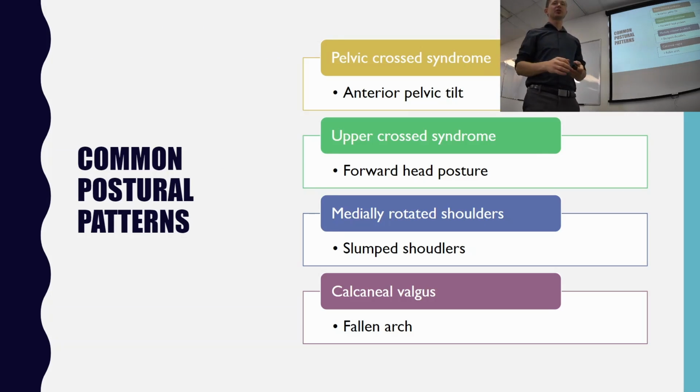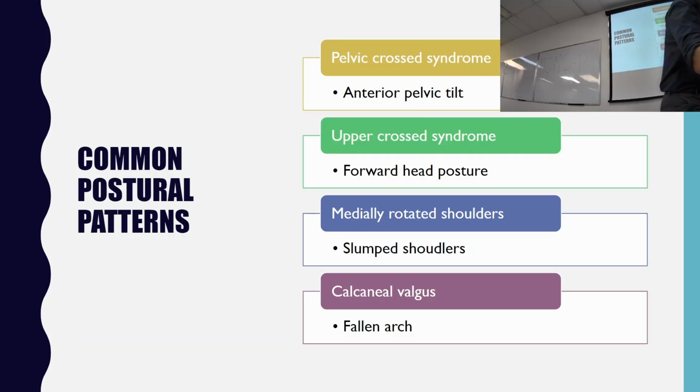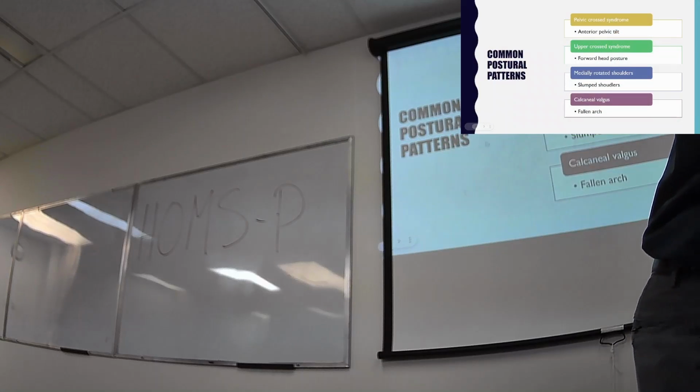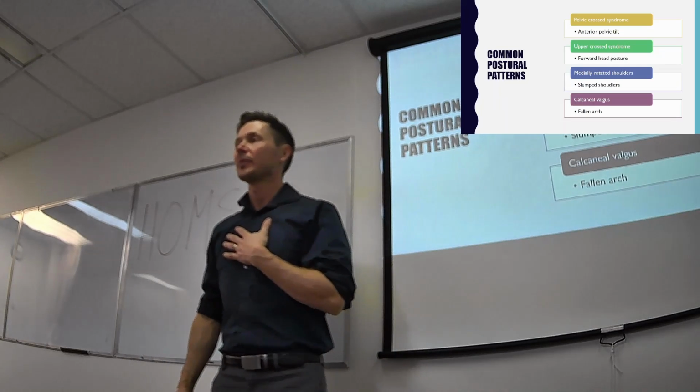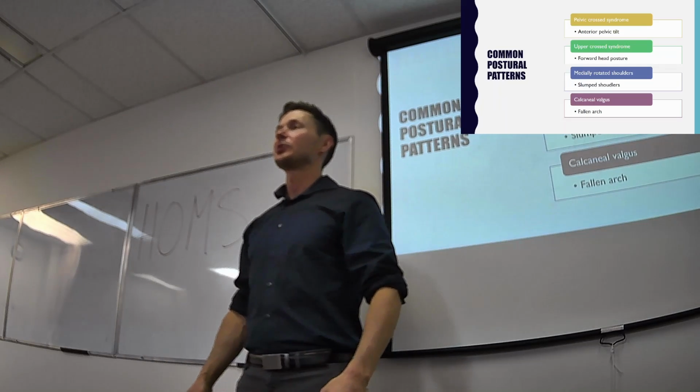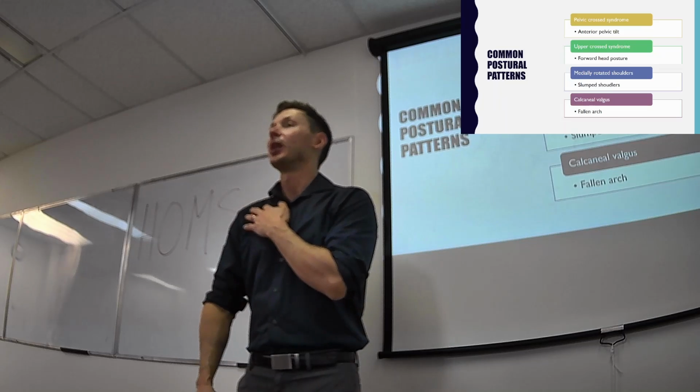The most common postural patterns that we see are going to be pelvic cross syndrome, or what's called lower cross syndrome. That's anterior pelvic tilt, right? Pelvis tilts anteriorly. We have upper cross syndrome, forward head posture. Medially rotated shoulders. So with medially rotated shoulders, that's going to be the shoulders are forward of the ear.